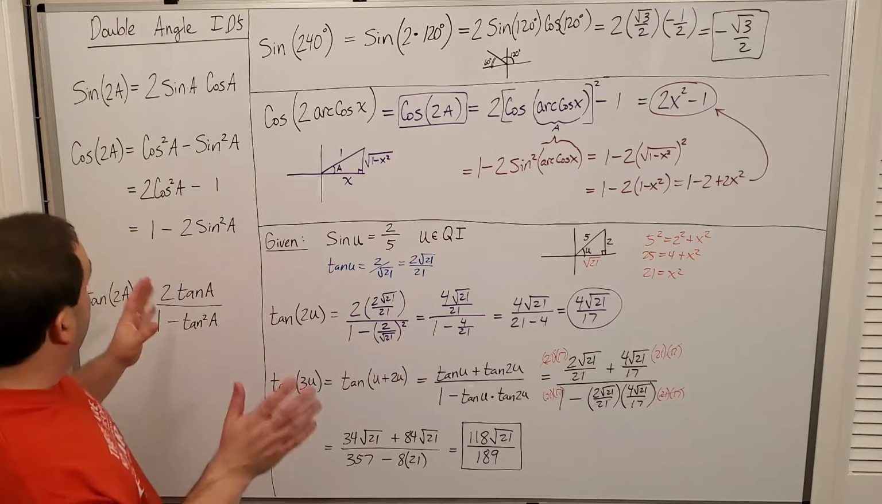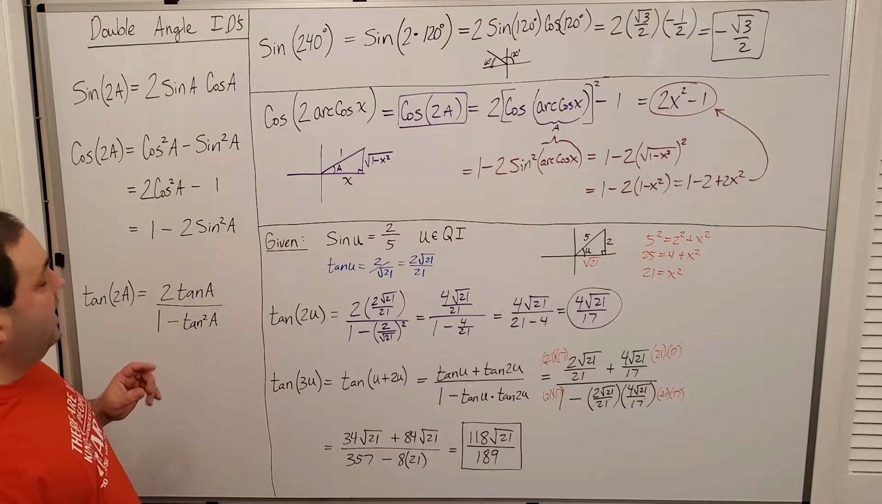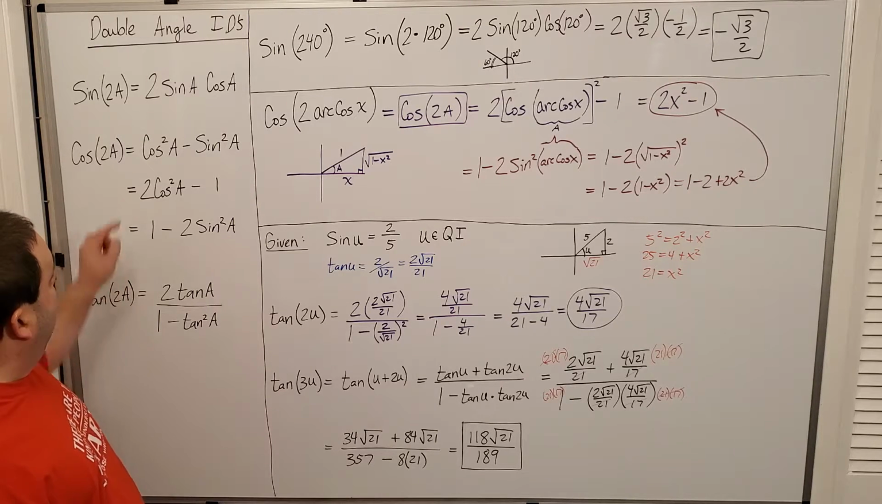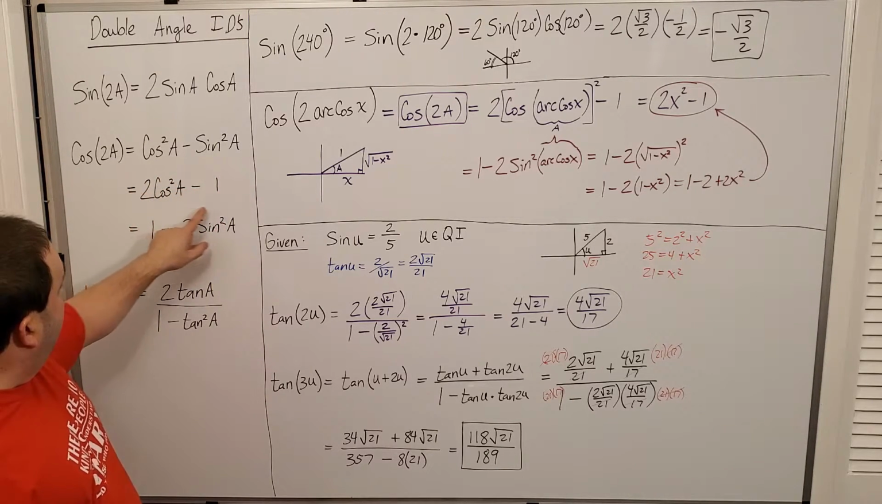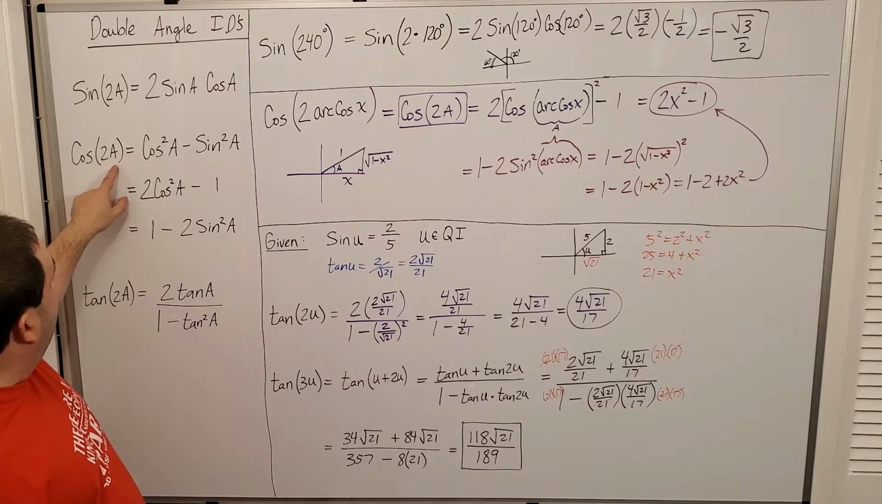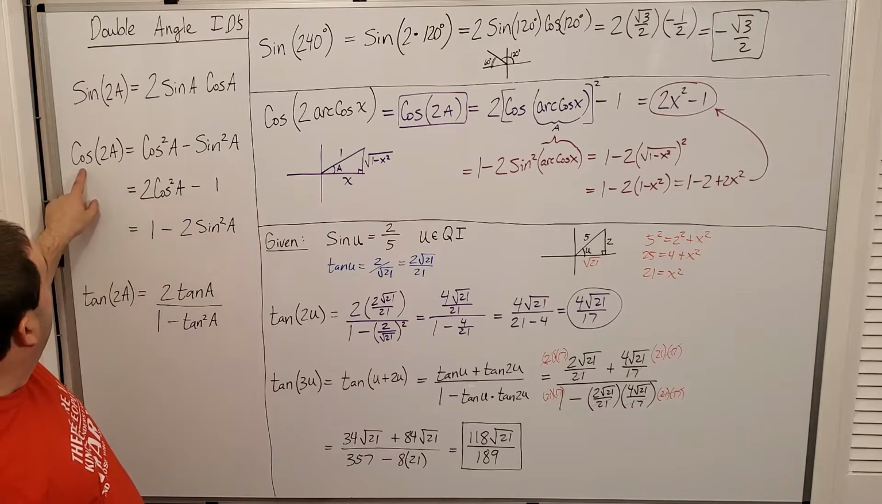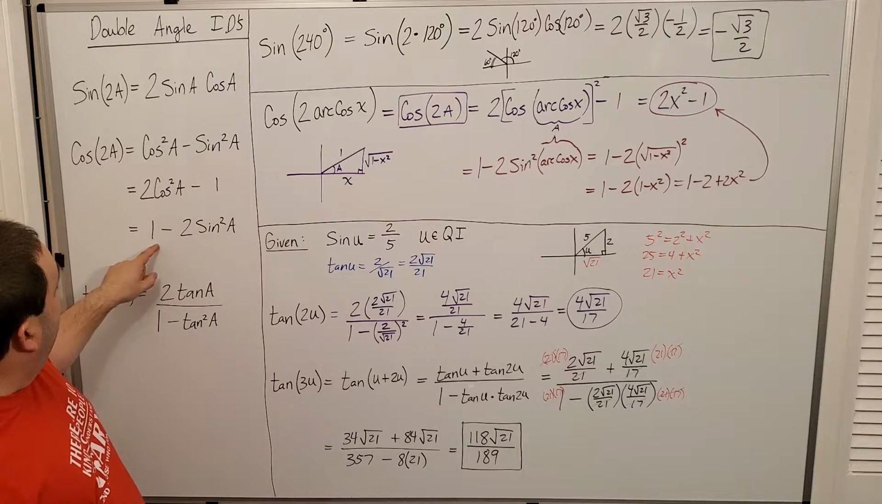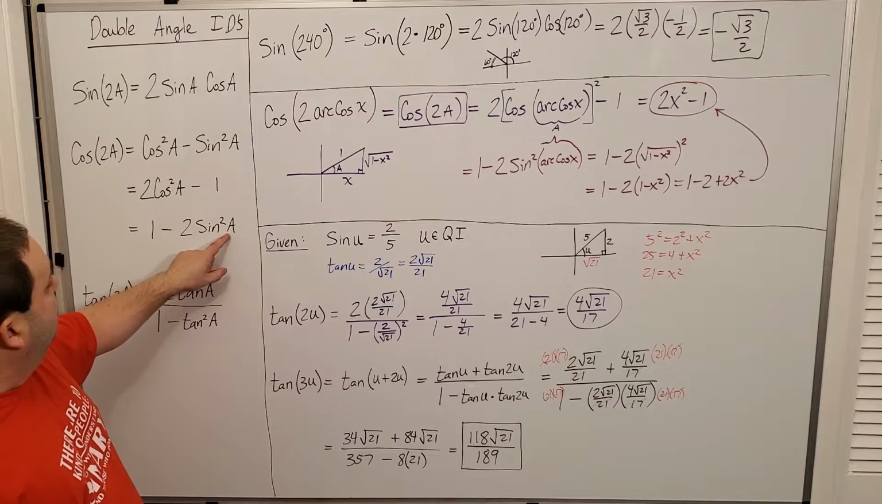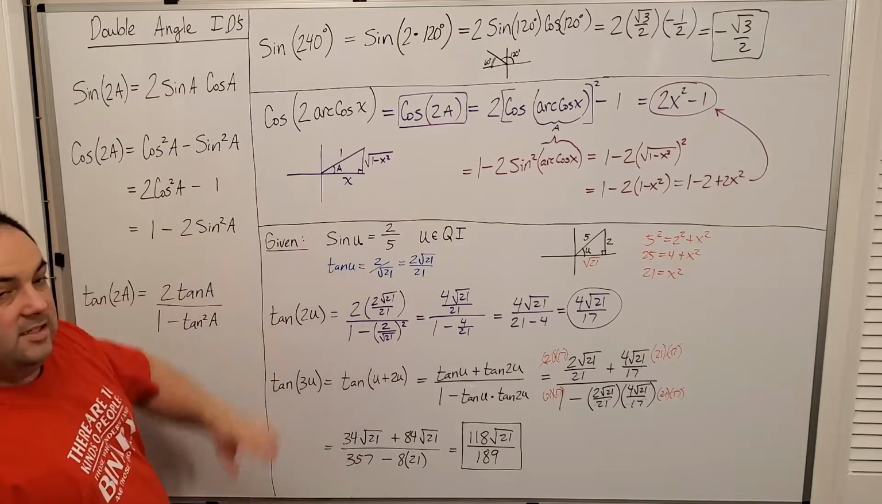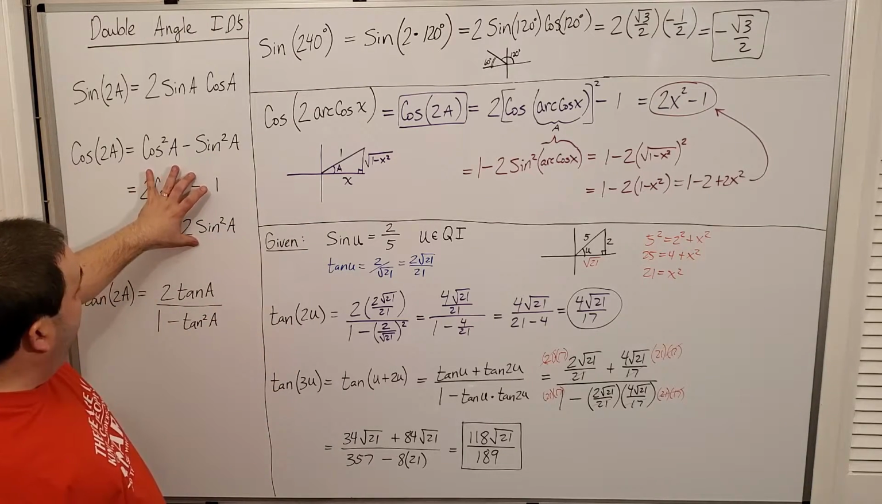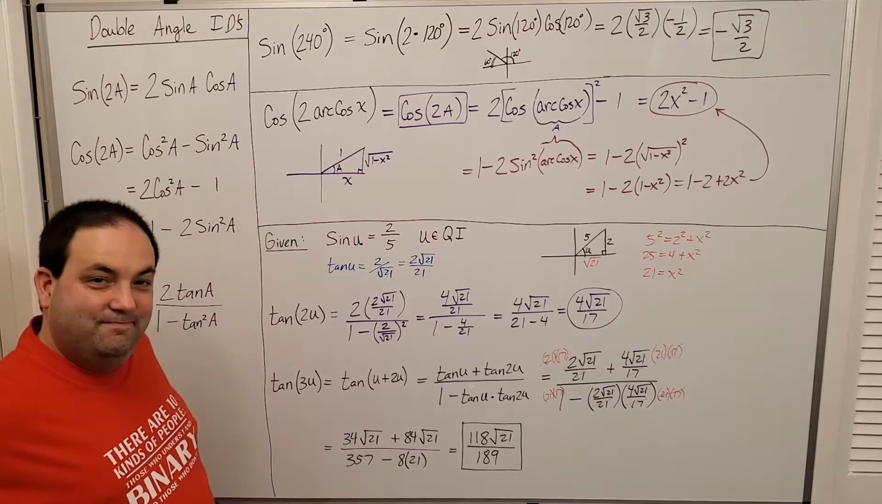Now, real quick, for the next set of identities, I want you to remember these two identities right here. Cosine of 2a is equal to 2 cosine squared a minus 1, and cosine of 2a is equal to 1 minus 2 sine squared of a. The next set of identities come directly off of these two here.